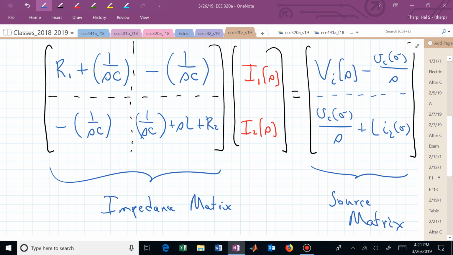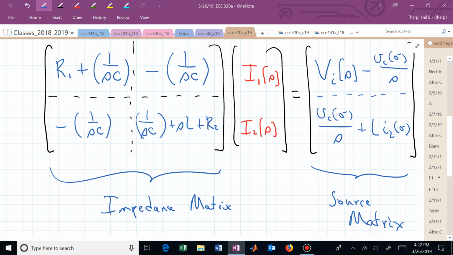What's upstairs for the determinant? Well, it's this impedance matrix, except we're trying to solve for I sub 2. Well, then we replace the second column in that Z matrix and replace it with the source. And we form the determinant of that. That's Cramer's rule.